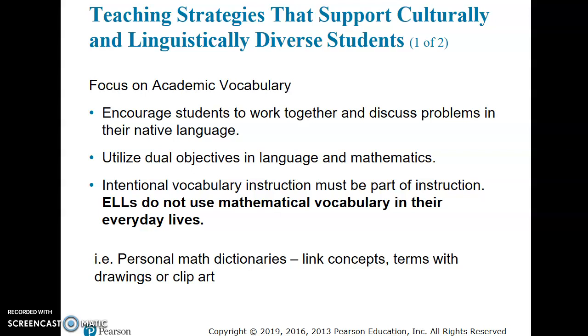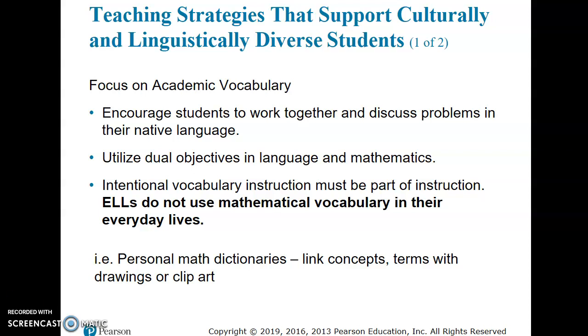Consider having students work in small groups, having students discuss their problems in their preferred language. When you have small groups, make sure you pair students with the same language in each group. Have students work on their language goal and their mathematical goal at the same time. Dual objectives, such as students will analyze properties and attributes of a three-dimensional solid. Students will describe in writing or orally a similarity and a difference between two different solids.